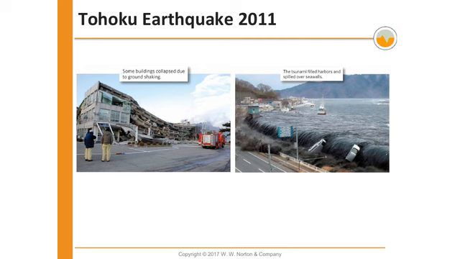In 2011, the Tohoku earthquake struck Japan, causing significant destruction. On the left of the slide, there's an image showing the aftermath where some buildings collapsed due to intense ground shaking, illustrating the direct impact of seismic activity on infrastructure. To the right, there is a photograph depicting the tsunami that resulted from this earthquake. The image shows how the tsunami waves filled harbors and spilled over seawalls, demonstrating the secondary effects of such a powerful earthquake. This combination of shaking and tsunami caused extensive damage and loss.